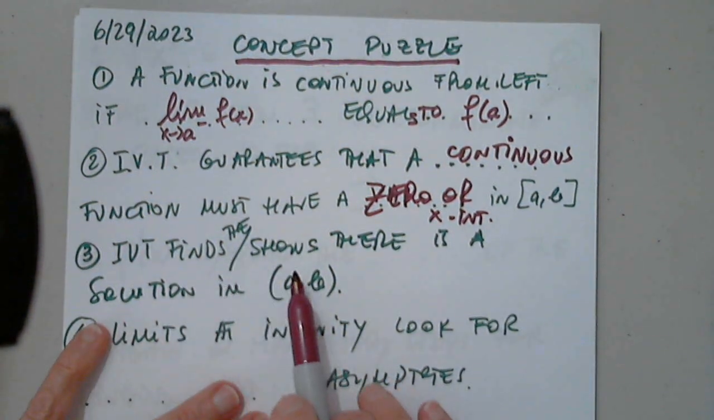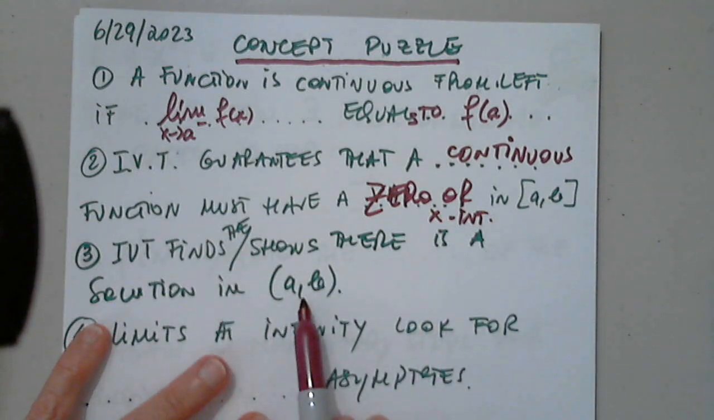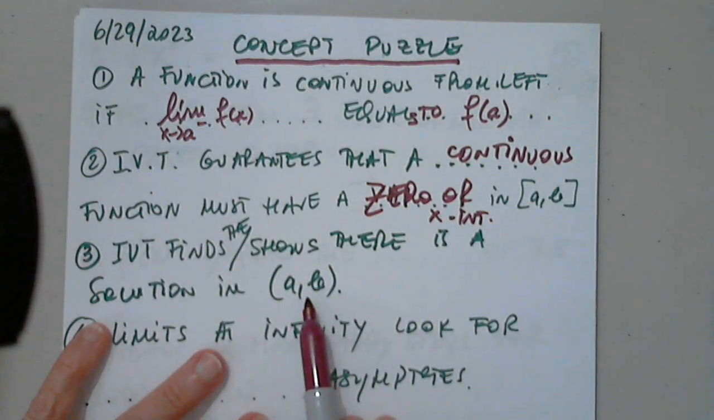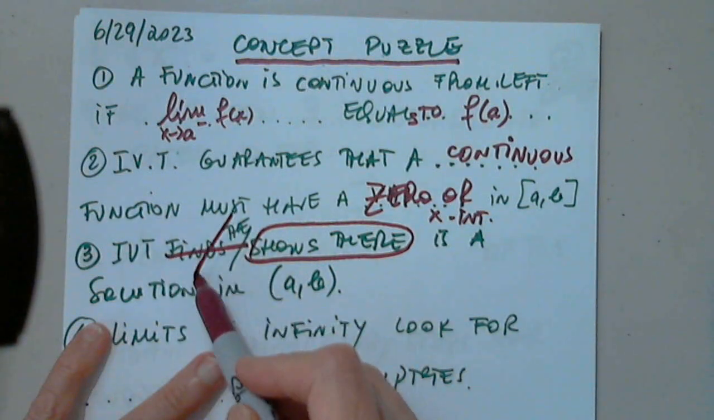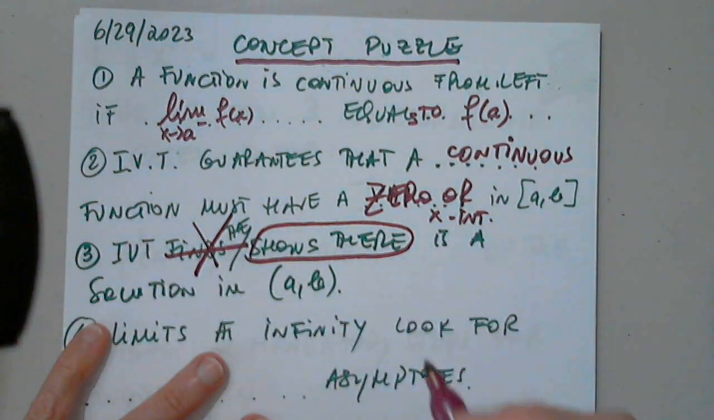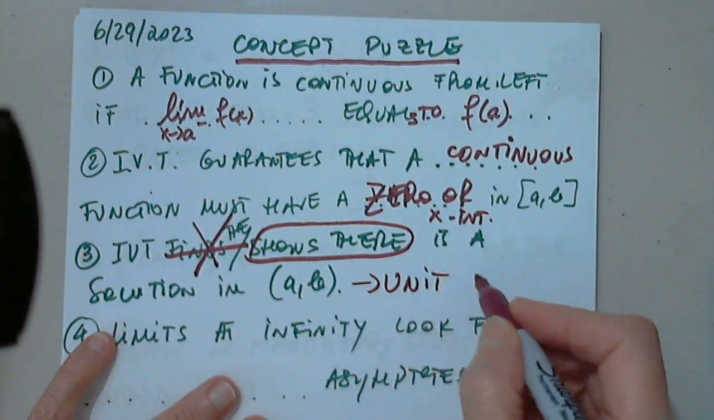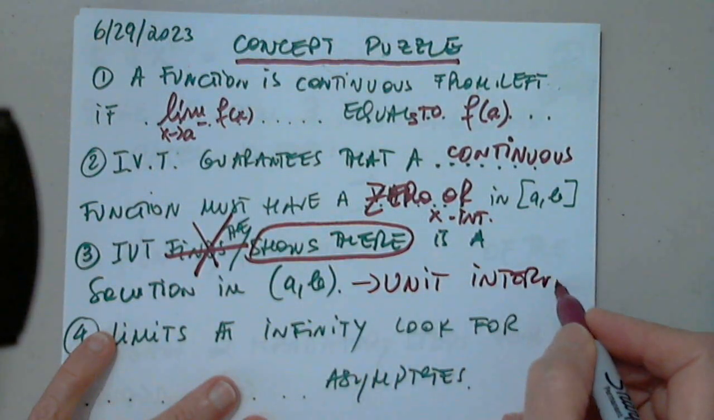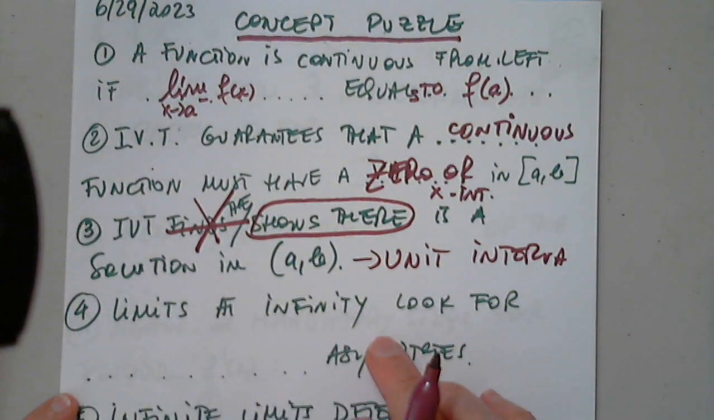IVT finds the solution or shows there is a solution in (a, b)? It only shows. Exactly. It cannot determine the solution. It only shows that there is a solution between a and b, and this must be a unit interval. Good. Awesome. Thank you.